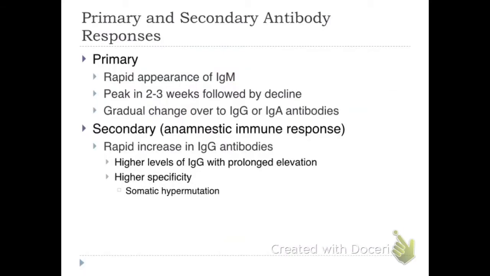Okay. So, in primary response, it's more of IgM, but eventually it will decline. And then in secondary response, that's what you call an anamnestic immune response because of the memory cells. IgG will shoot up.